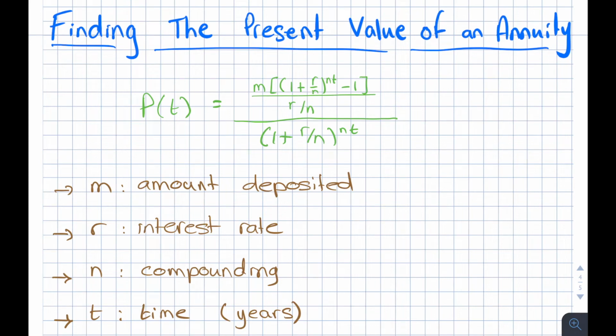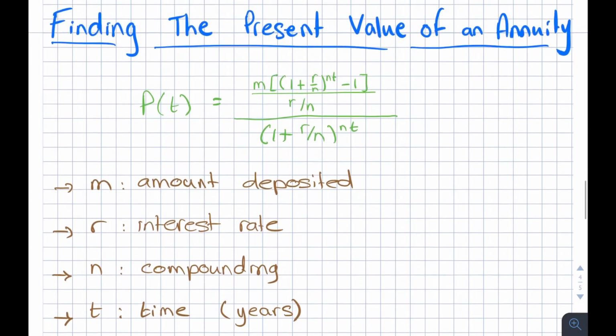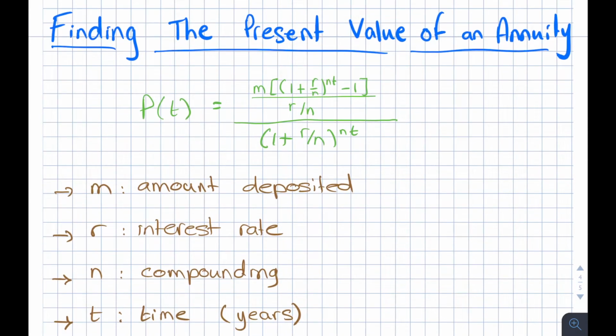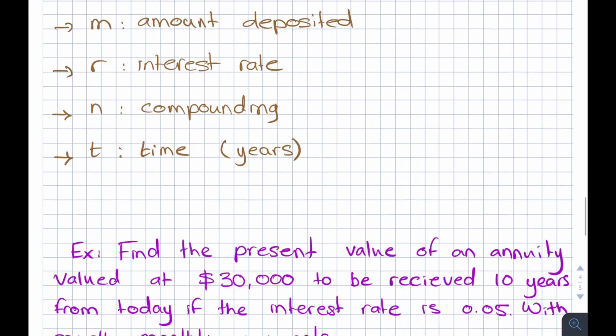Finding the present value of an annuity. This is the equation for the present value of an annuity. M is the amount deposited, R is the interest rate, N is the compounding, and T is time. So let's look at an example.